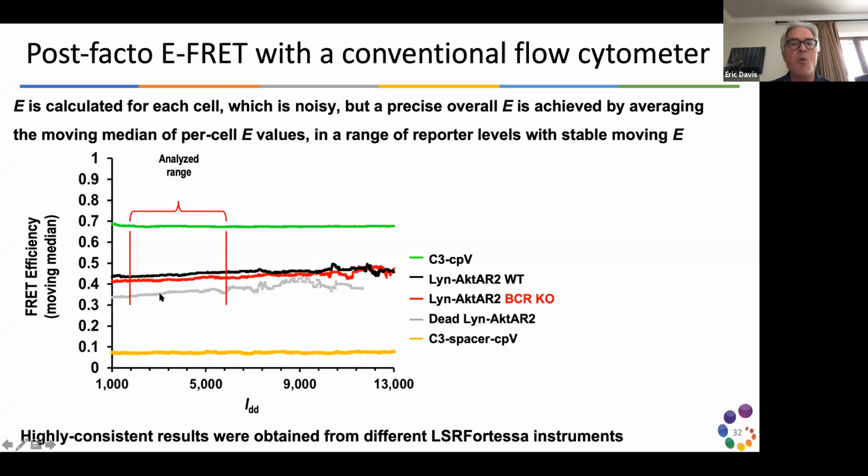In gray is the dead reporter, in black is the live reporter, and this difference is the amount of FRET that's attributable to AKT activity, and then in red is a cell with the live reporter in which the B cell receptor has been knocked out. And so even though these differences are relatively small, they're very precise and they're reproducible on multiple instruments, multiple days. And this is how we were able to demonstrate that tonic signaling by the B cell receptor activates AKT in these cell lines.